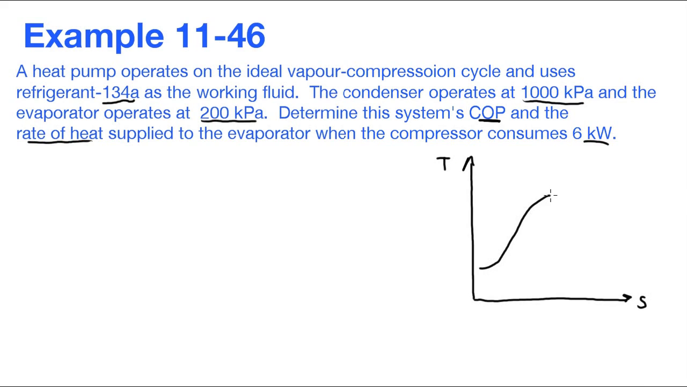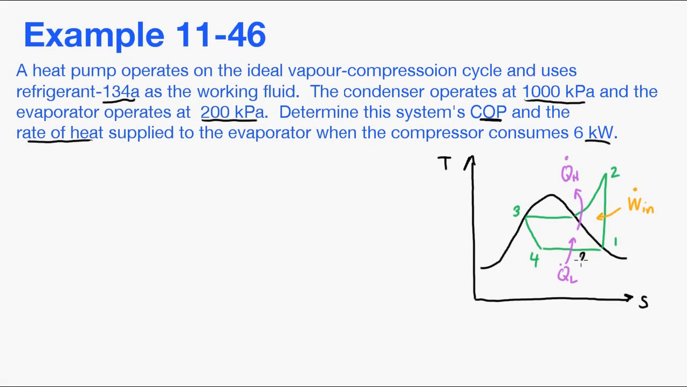So we'll draw this temperature-entropy diagram as we always do. We'll draw in the saturation curve, and we'll draw our ideal heat pump cycle on the graph. So from 1 to 2 is the compressor, from 2 to 3 is the condenser, 3 to 4 is the expansion, and 4 to 1 is the evaporator. So we have heat going in at the evaporator, QH going out at the condenser, and work going into the compressor.